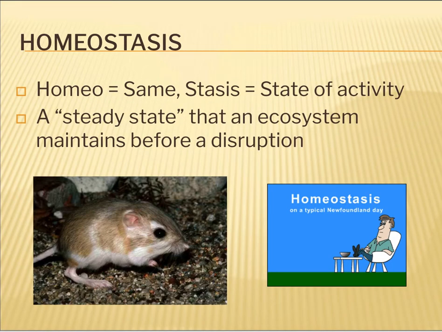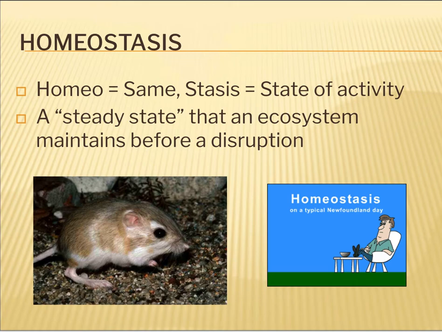As our environment is constantly changing and our organisms are constantly changing, they're always trying to find a balance. We call that balance homeostasis. You may remember this word from the beginning of the year when we were talking about how chemicals move in and move out of a cell membrane, and that cell was always trying to find a balance.